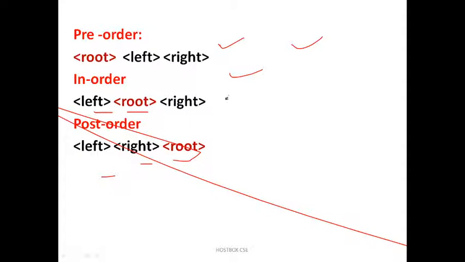Remember, traversing means visiting all the nodes and printing all the elements in the given tree. Pre-order means first start from the root, then left, then go right. In-order means first left, then root, then right. Post-order means left, then right, and at last the root.